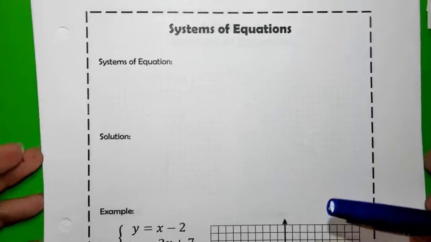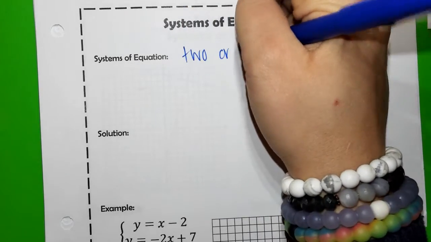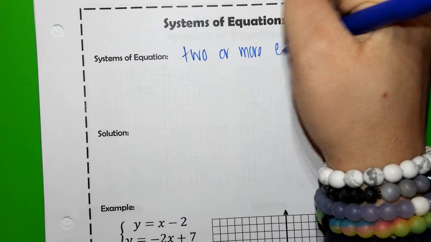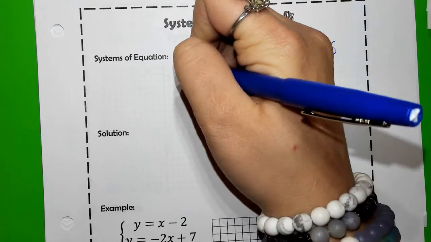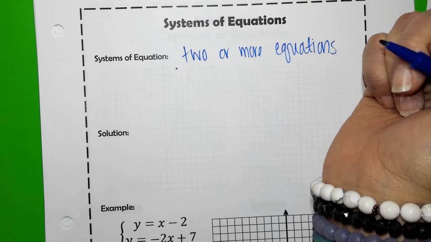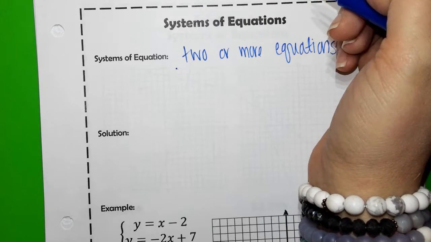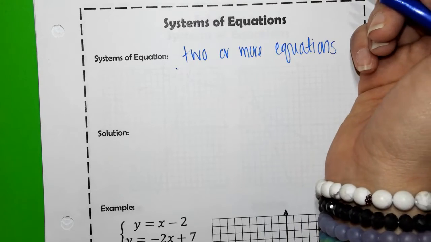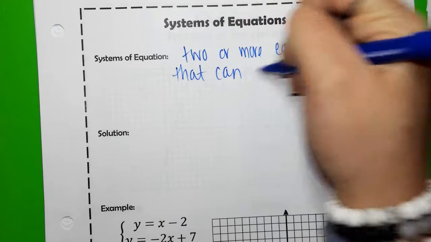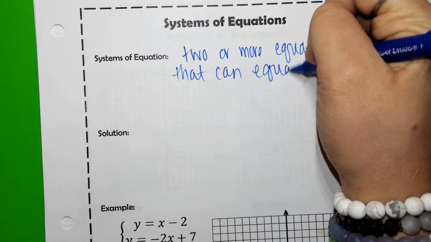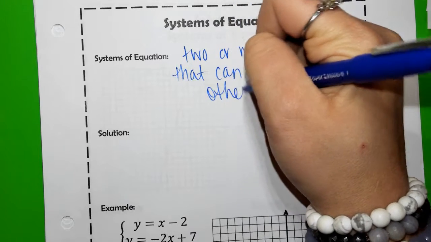Alright, so a system of equations is two or more equations. And what did y'all say, Slytherin? What words did you put? That equal each other. That can equal each other.